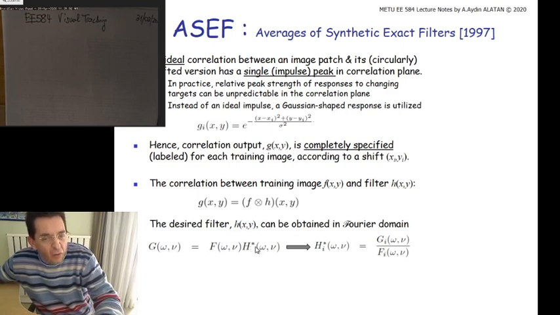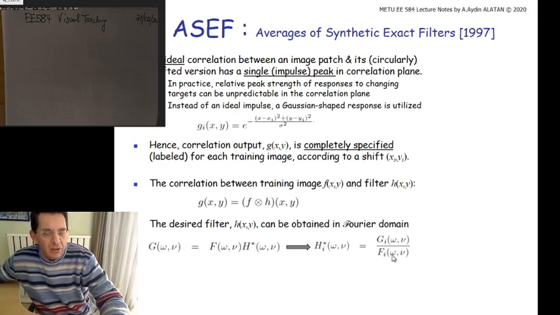For convolution, these are multiplication. We know it very well in the 2D frequency domain, omega and nu here. But in correlation, we have to put an extra conjugate here. This is the H conjugate. Hence, G is obtained in terms of F and H conjugate, and the unknown filter response in the frequency domain will be nothing but your Gaussian shifted at the correct shift position divided by your original image.